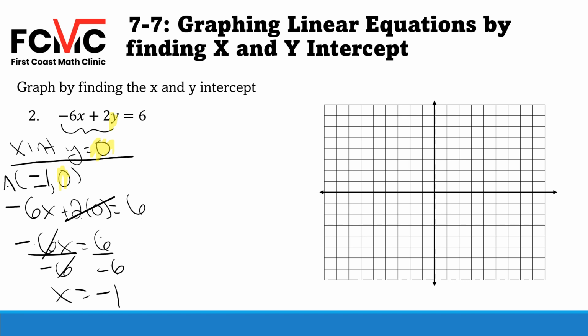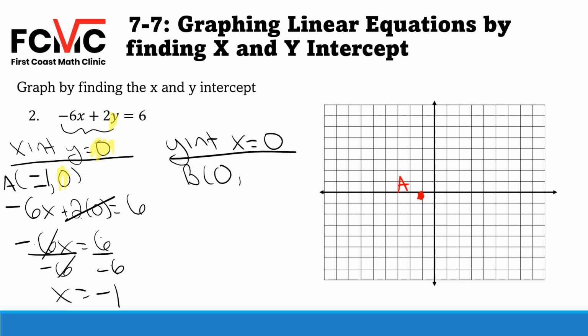Again, we can call that point A. Again, the letter doesn't really matter. So negative 1, 0. X is negative 1, y is 0. So that's going to be point A, which is right here. And let's find our y-intercept. So for our y-intercept, x is equal to 0. So we'll call this point B.